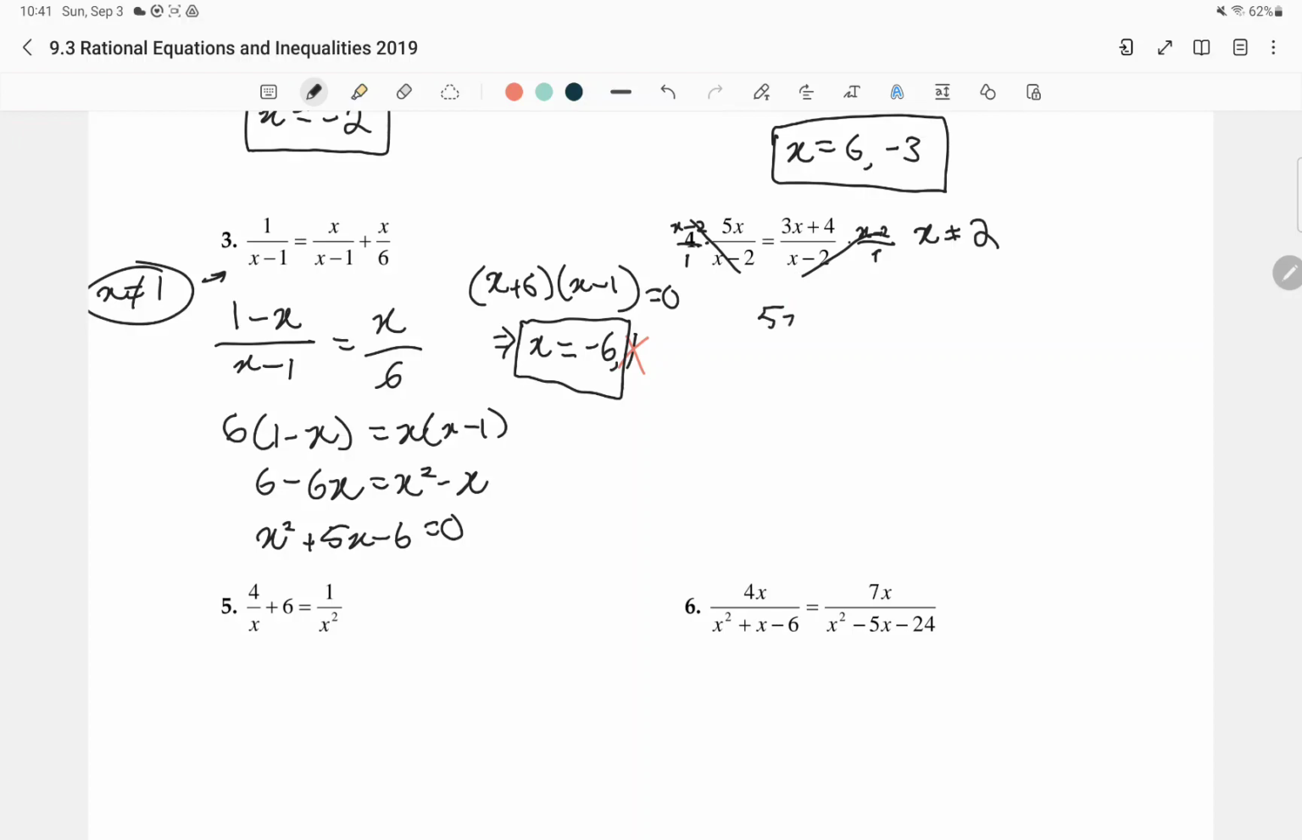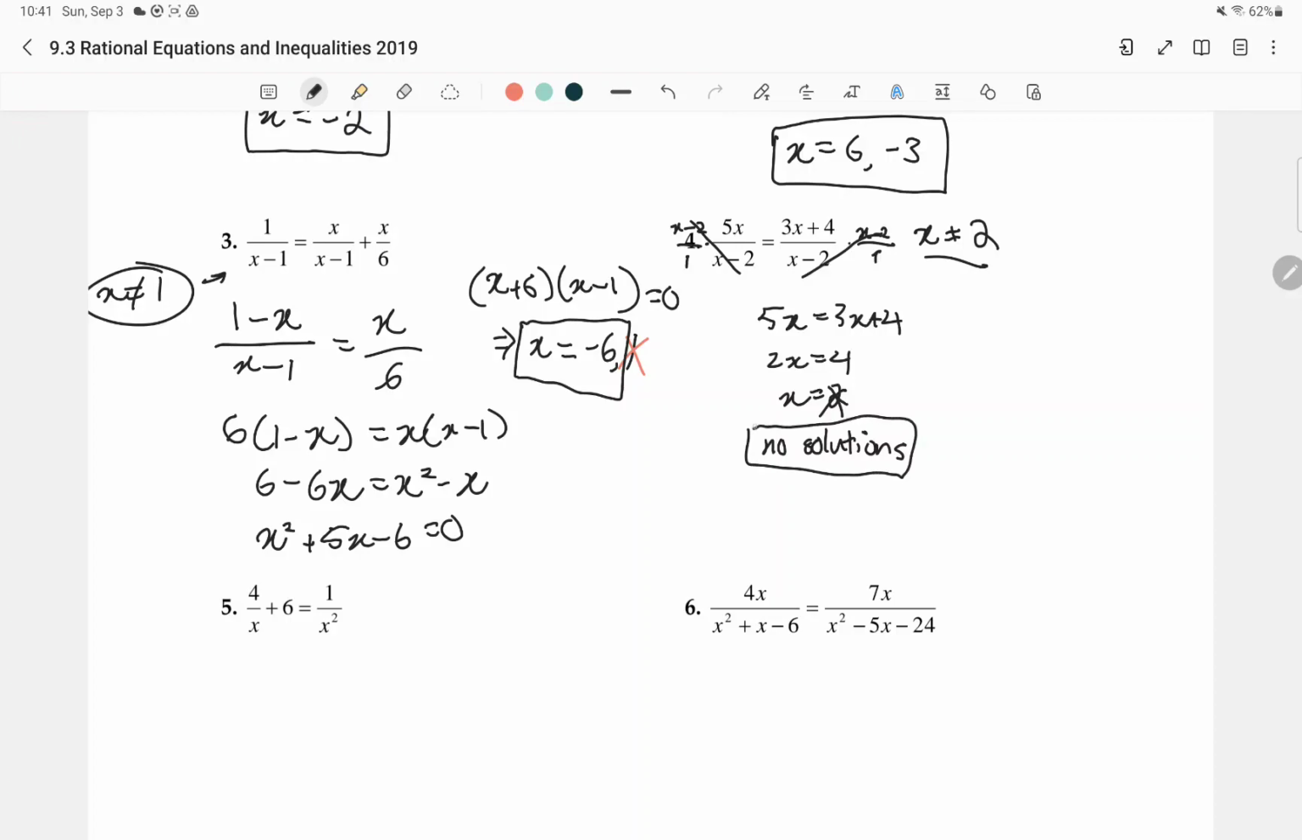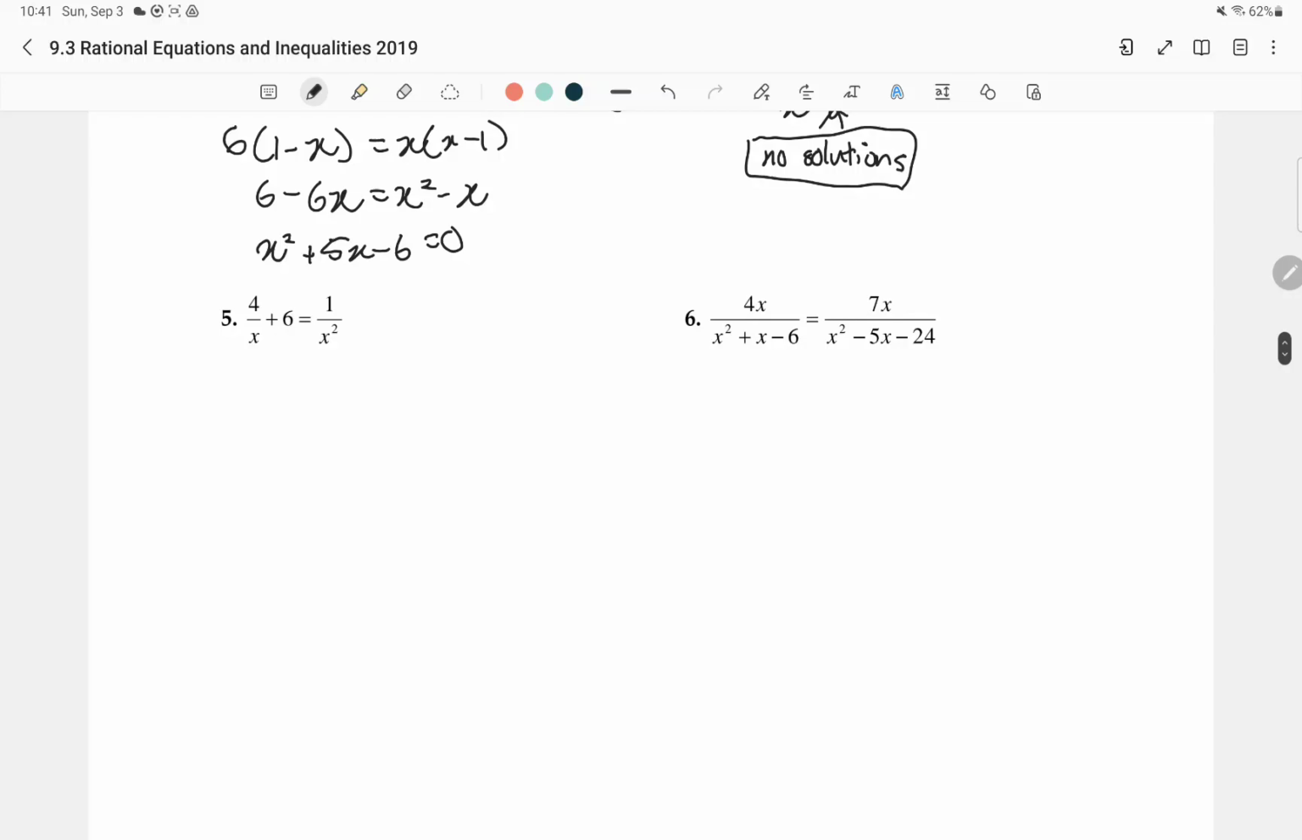So we have 5x equals 3x plus 4. 2x equals 4. X equals 2. So that's our answer. Just kidding. X can't equal 2. So the correct answer is no solutions. And there we go. Alright, we're going to keep going.